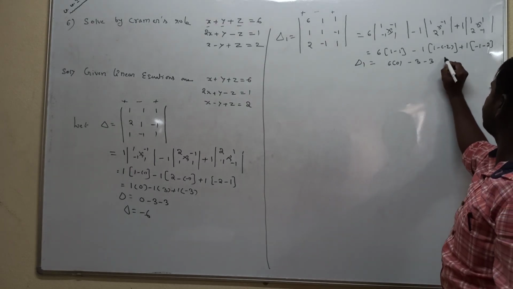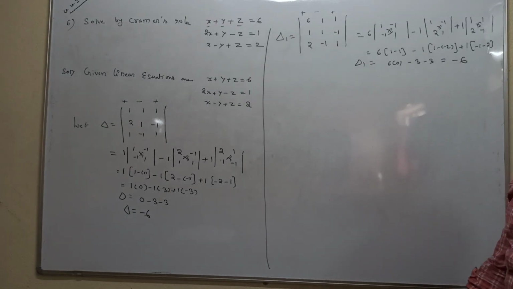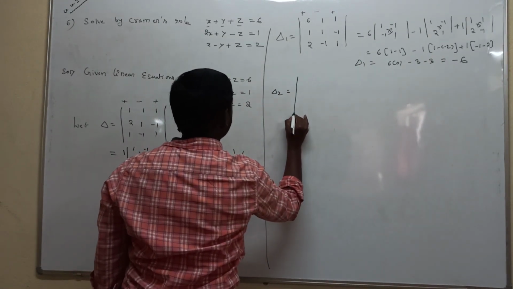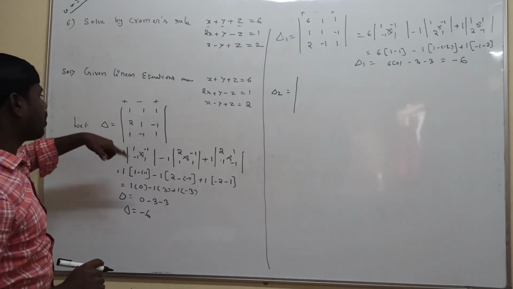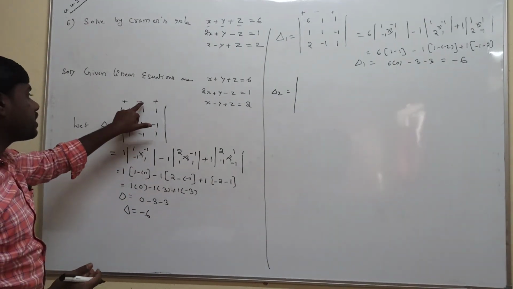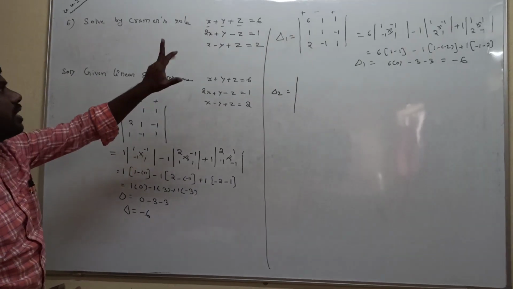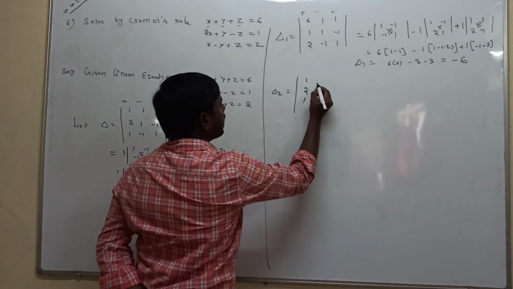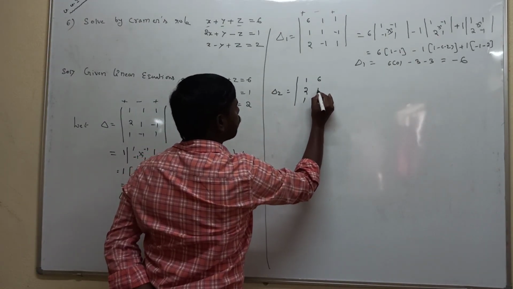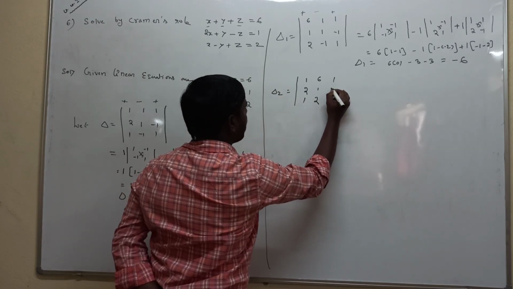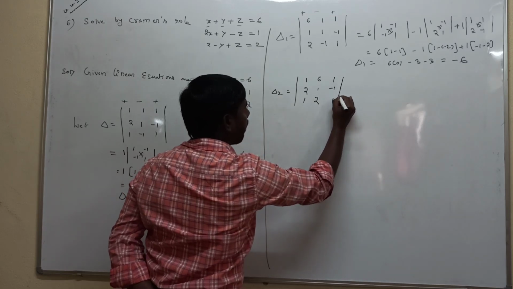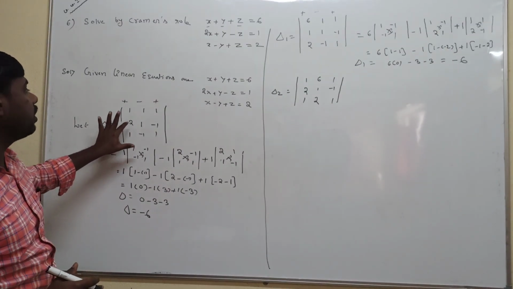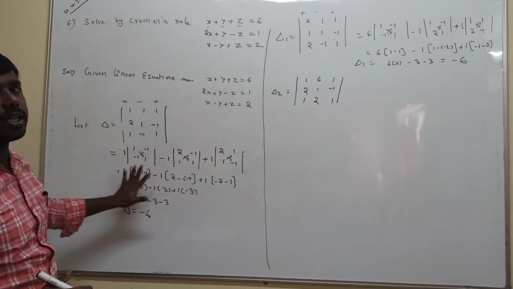So delta 1 value is also minus 6. Next, calculating delta 2. From delta, the second column is replaced by the constant values 6, 1, 2. The first and third columns are written as this: 1 2 1, second column replaced by 6 1 2, and the third column is as this: minus 1 2. Each element we are taking from delta only. So in delta 1 the first column is replaced, in delta 2 the second column is replaced, in delta 3 the third column is replaced.